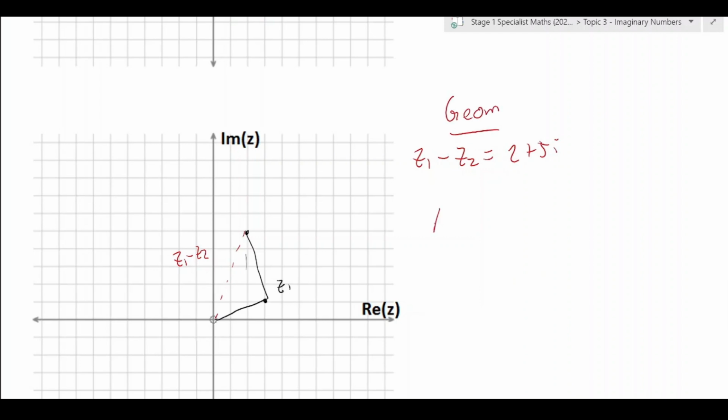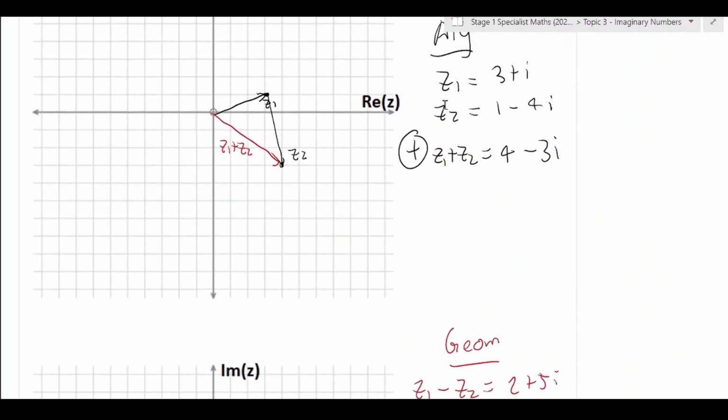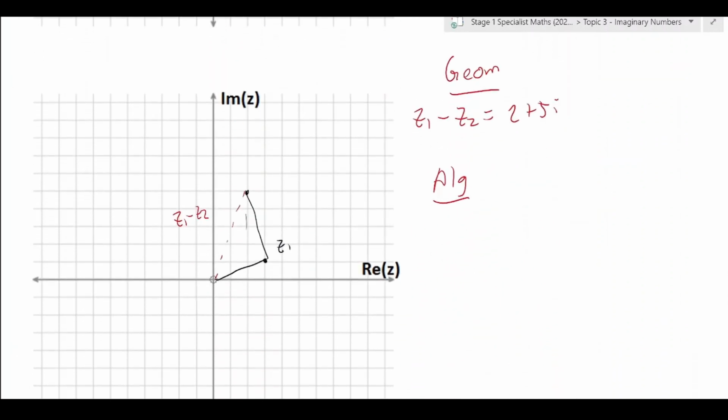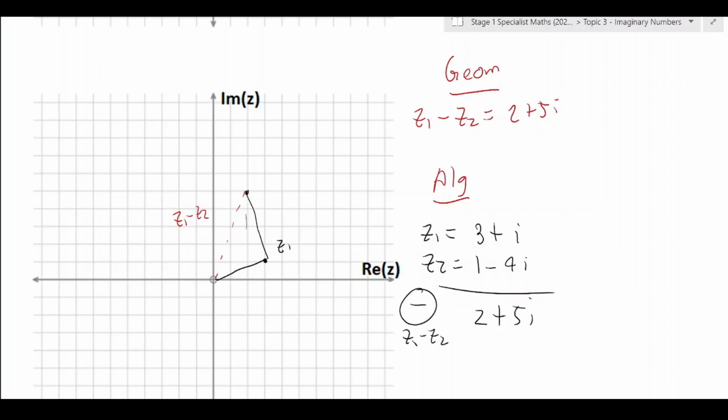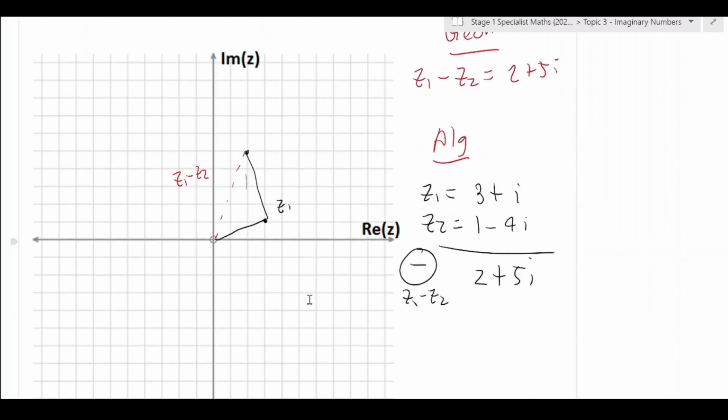This is by looking. Algebraic version, so what we've got to do is we've got to step out z1 and z2 again. 3 plus i and 1 take 4i. And I'm instead going to be taking those away from each other. So that's z1 and that's z2. And this is going to be z1 take z2. So 3 take 1 gives us 2. i take -4i gives us +5i, because the -4, you've got two negatives making a positive there. And we can see we get the same answer regardless.